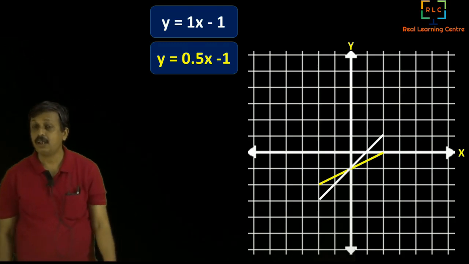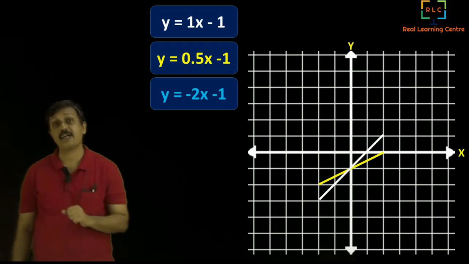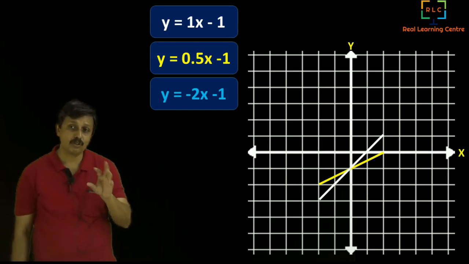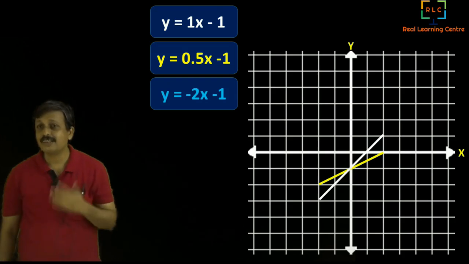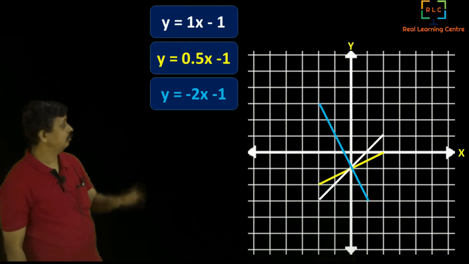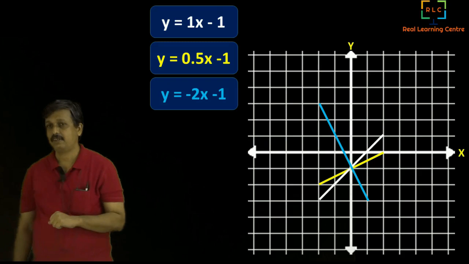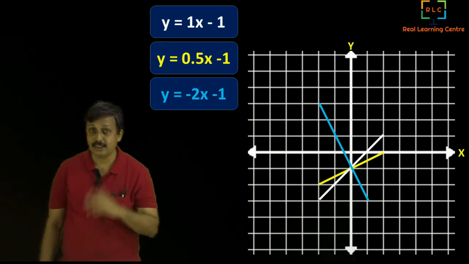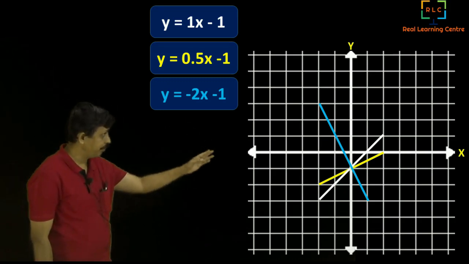Now we take the next one, which is y = -2x - 1. Here I have changed the coefficient of x. Whatever I am writing by the side of x is called the coefficient of x, which is minus 2. When you plot that, it looks something like this, going down. So, what is happening here? We have seen that the minus 1 is the intercept and that remains the same. It is cutting the y-axis exactly at the minus 1 point.